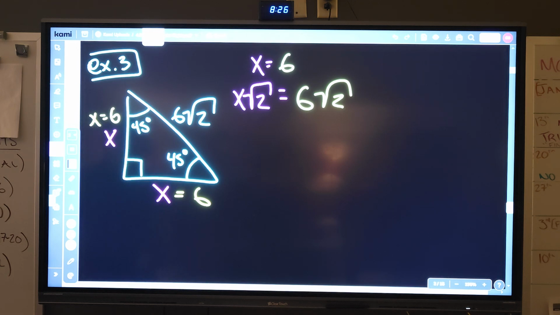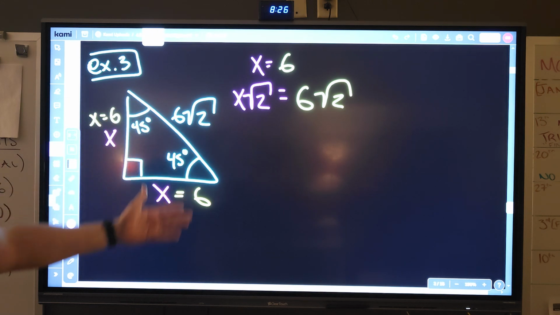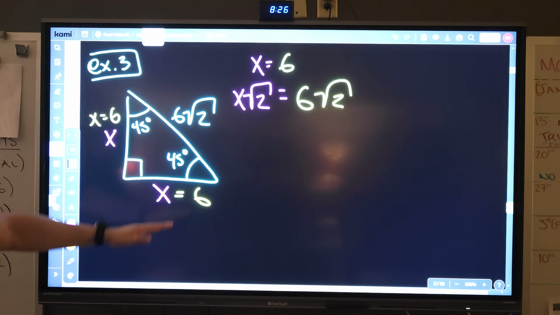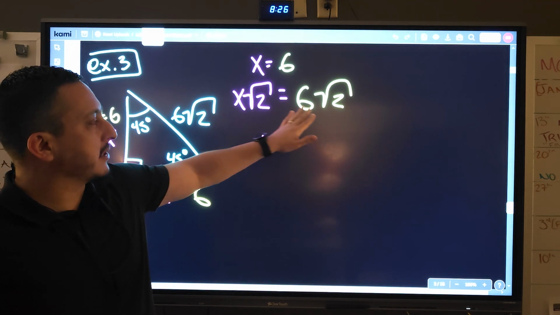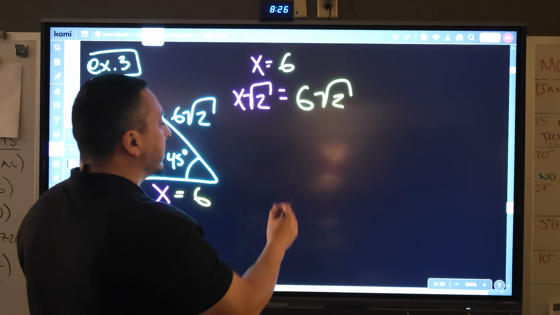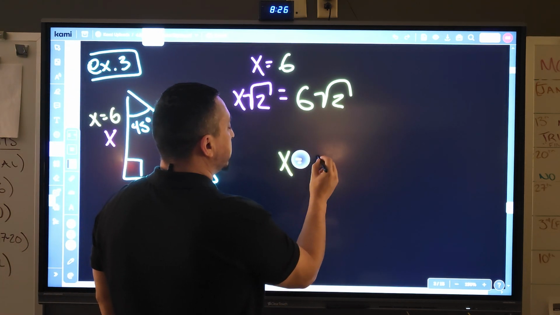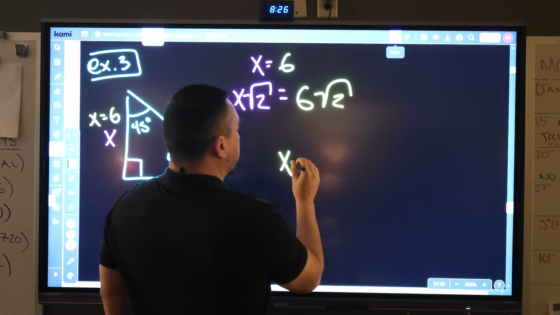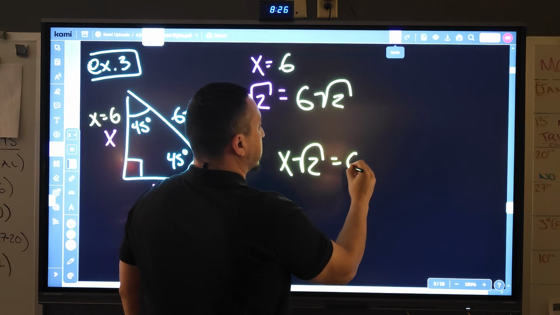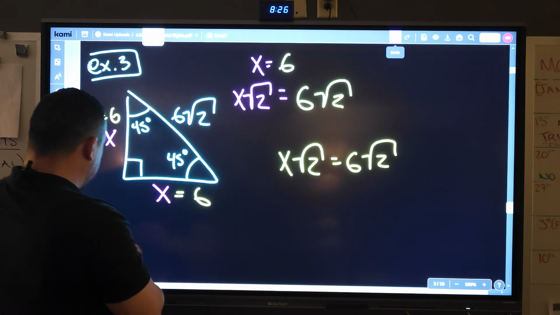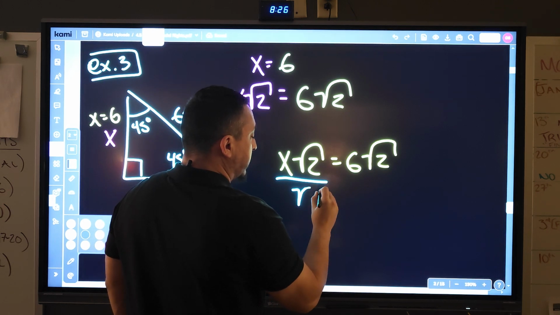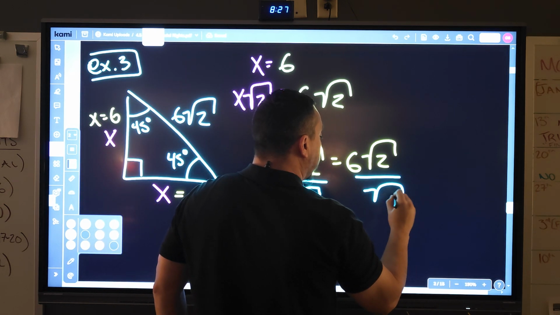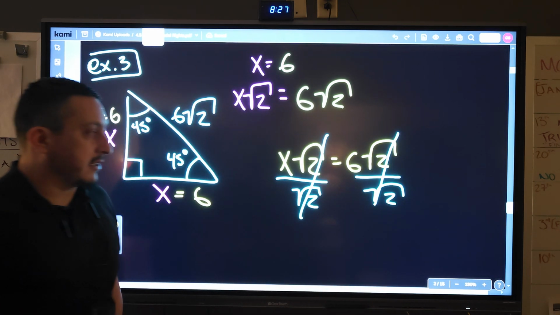Again, I need to stress to you that if you use SOHCAHTOA, you would get an approximate answer instead of 6 square root of 2, but both of those sides would be 6. If you didn't make this connection, how is that equal? You can keep on solving this. I'll go ahead and solve it so you can see. Square root of 2 equals 6 square root of 2. So I need the x by itself, so I divide both sides by square root of 2. And that's how x equals 6.